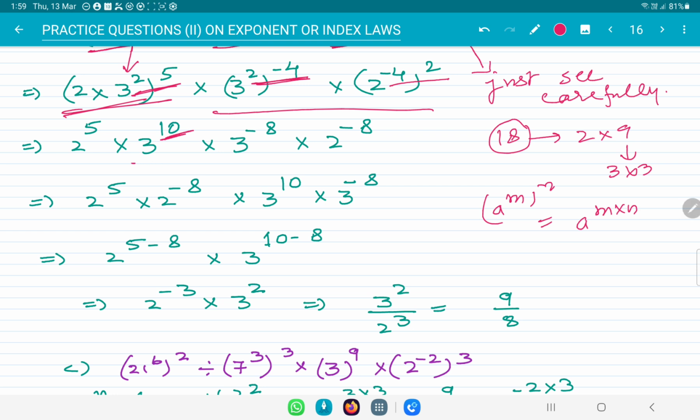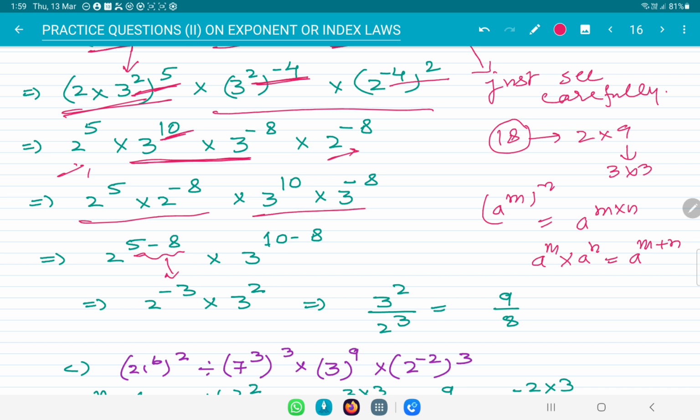Now see here, we have the same base 3 and 3, so when we have the same base, we should use the formula a raised to the power m into a raised to the power n becomes a raised to the power m plus n, and the same with 2. So 2 raised to the power 5 into 2 raised to the power minus 8 becomes 2 raised to the power 5 minus 8, which equals 2 raised to the power minus 3. And 3 raised to the power 10 into 3 raised to the power minus 8 becomes 3 raised to the power 10 minus 8, which equals 3 raised to the power 2.